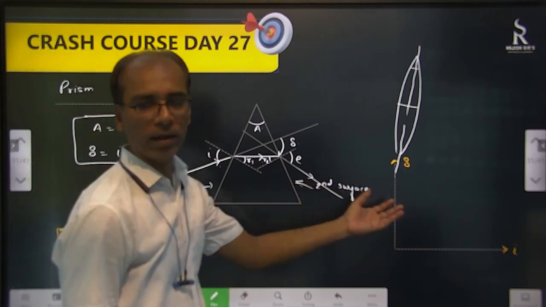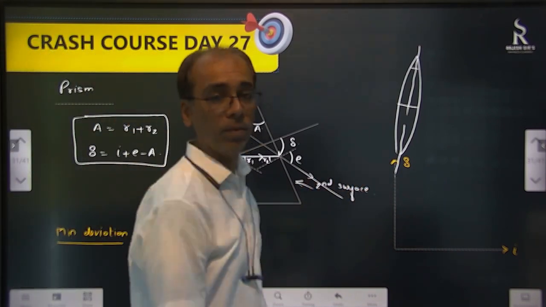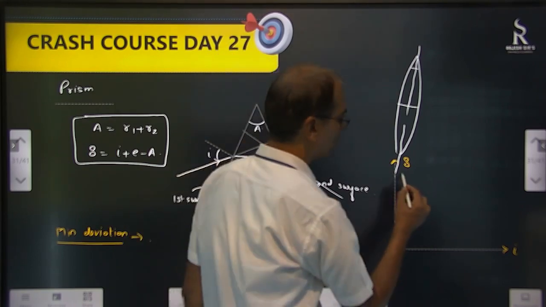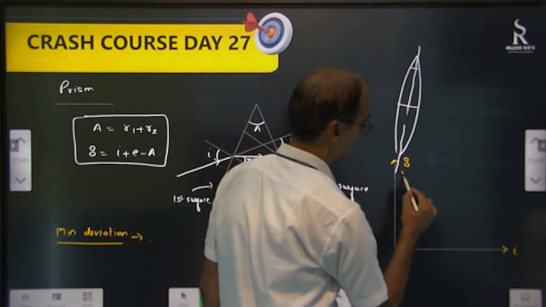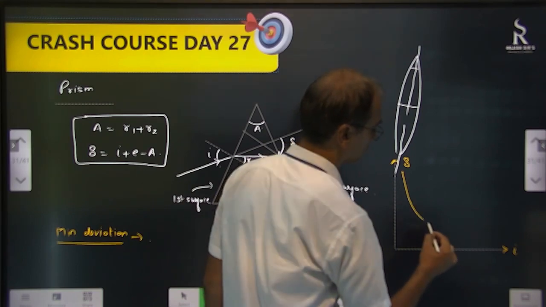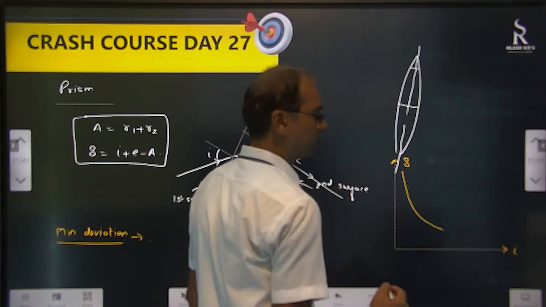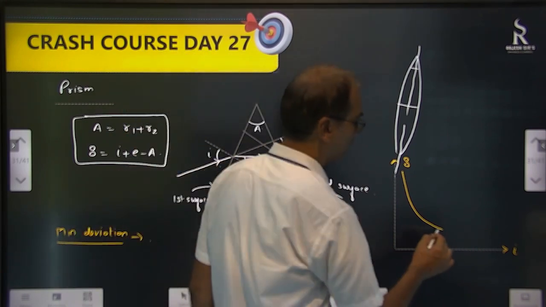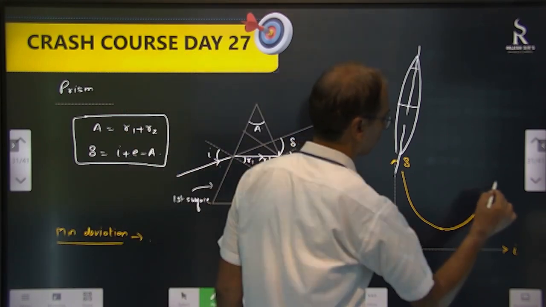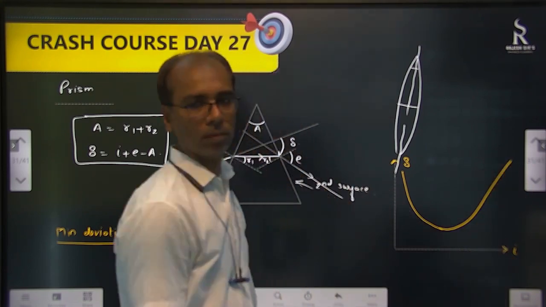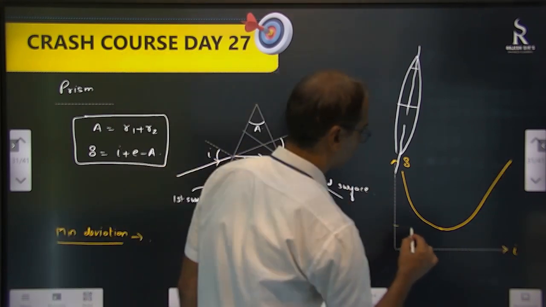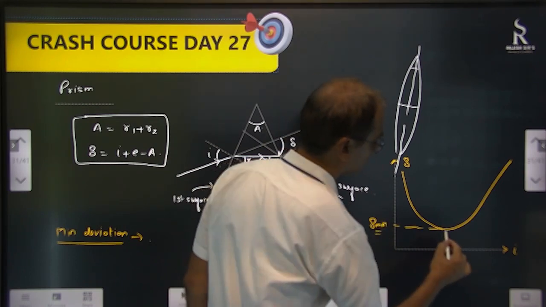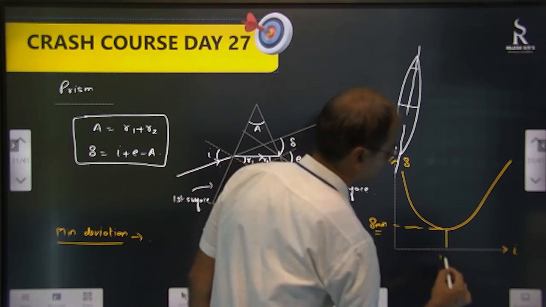So this is delta and this is I. So delta value will be more when I value is less. But as you are going to increase I value, delta is going to decrease. Okay. Then after that, we will get a minimum value, and once we are increasing I, again delta starts increasing. It will go like this. So this is delta minimum, and where this delta minimum happens, I is actually equal to E.